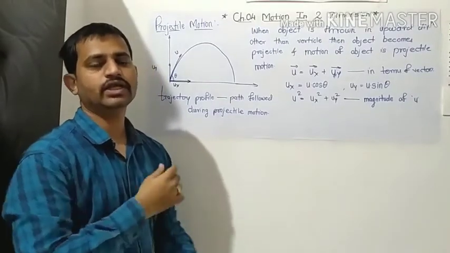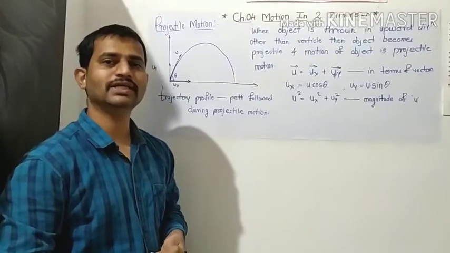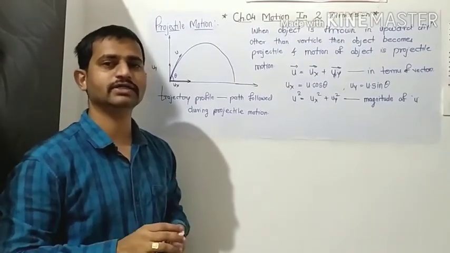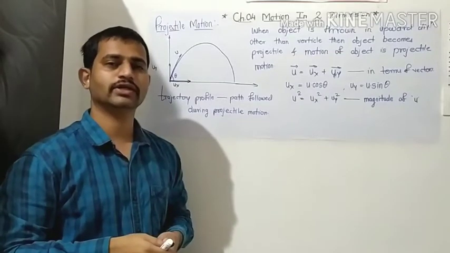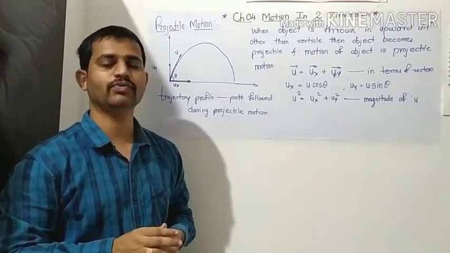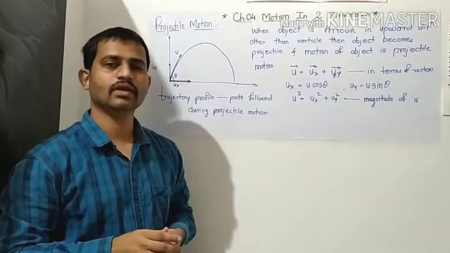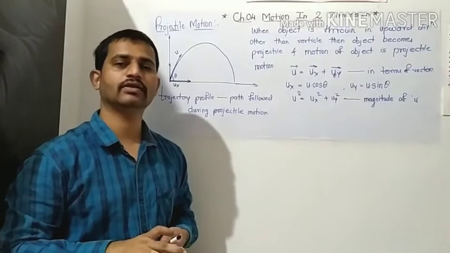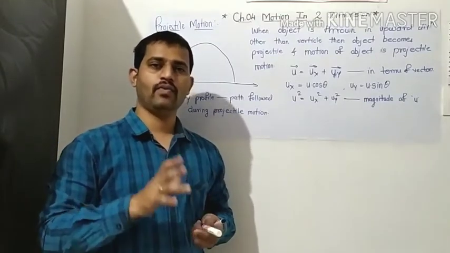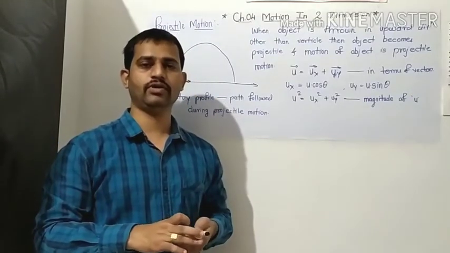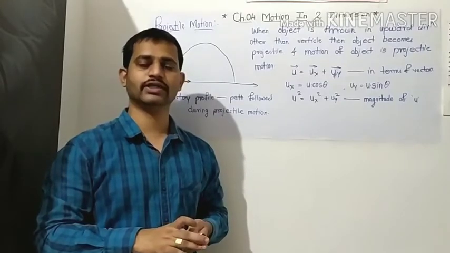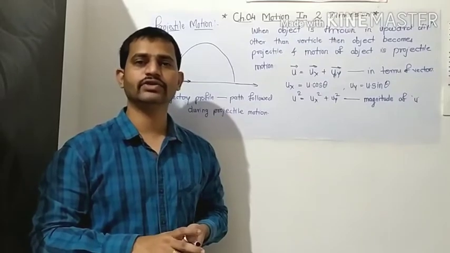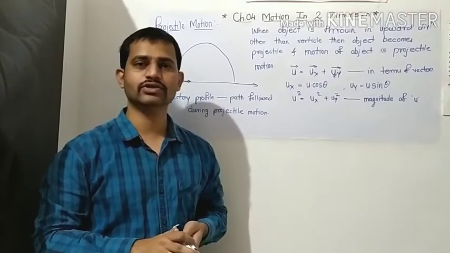Now one thing we have to remember: whenever an object is in projectile motion, it has two components, one in the vertical direction and another in the horizontal direction. But if we find out in which component there is a change with respect to time, we come to know that the component of velocity in the horizontal direction has a constant value. That is, the velocity along the horizontal direction is constant.